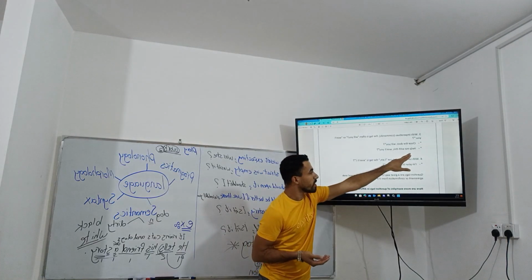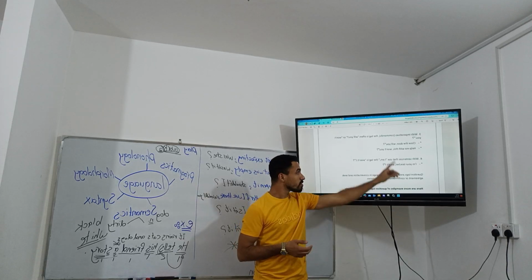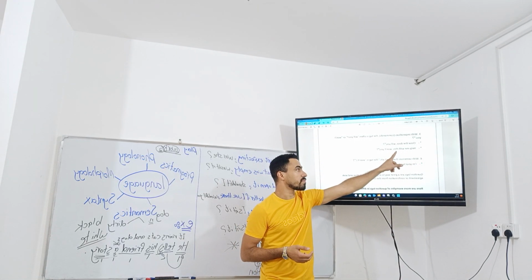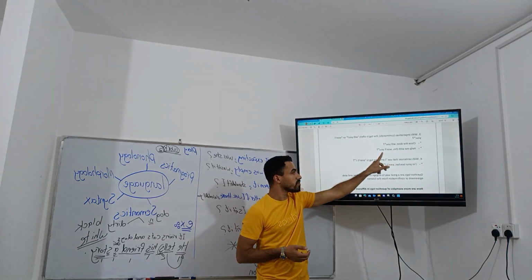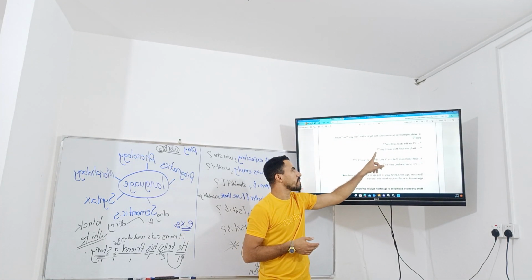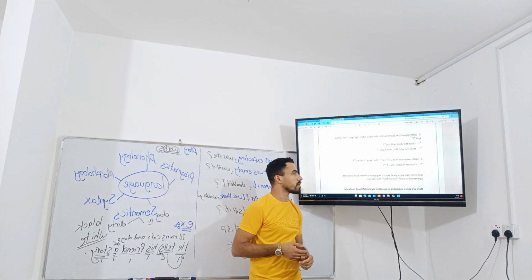As we have here, help me with this. Won't you? Won't you? Why? Because this sentence, the statement is positive, and the question tag we turn it into negative. And we put here a comma, and again we put a question mark.